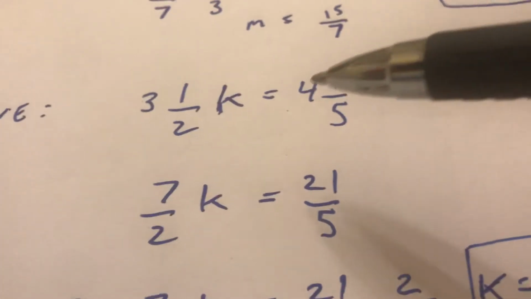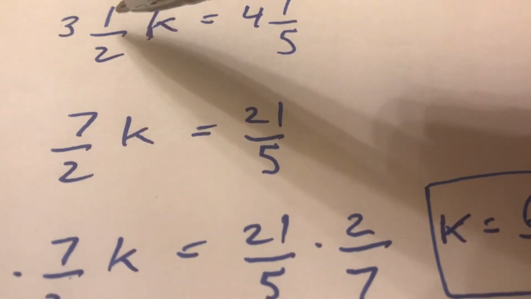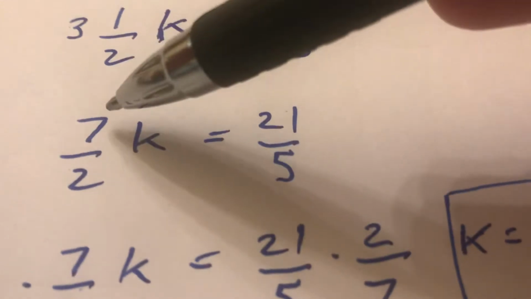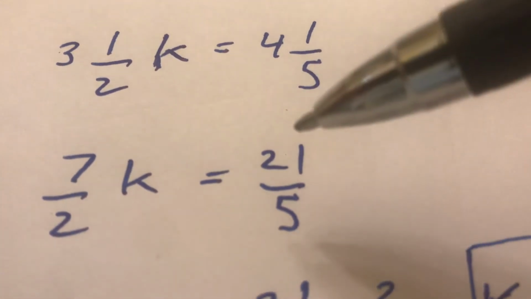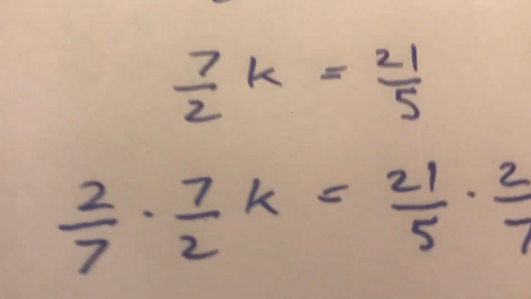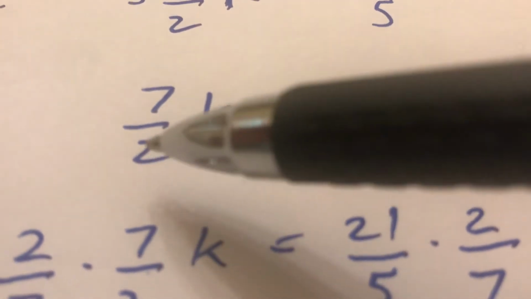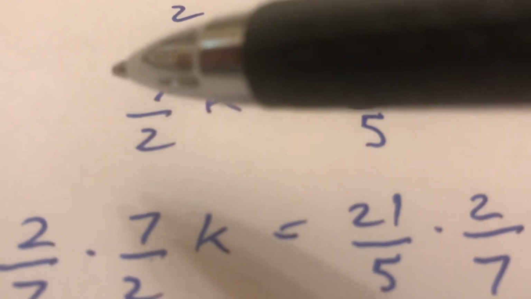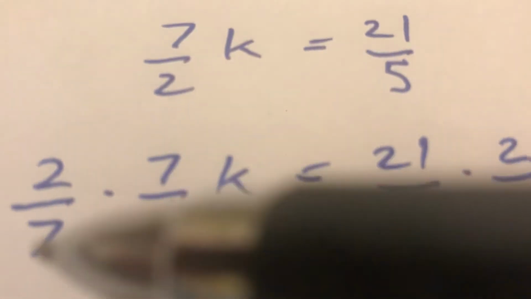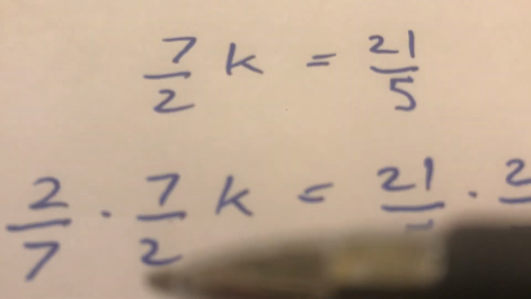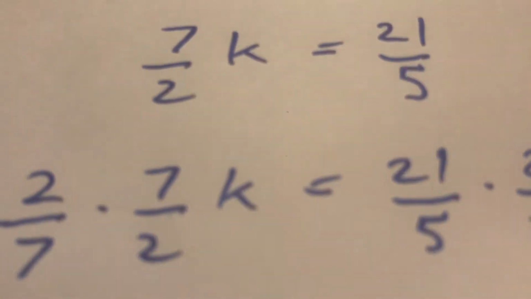We change them each to improper fractions. 2 times 3 is 6, plus 1 is 7, so 7 over 2. 5 times 4 is 20, plus 1 is 21, 21 over 5. Now our goal is to get k all by itself, so we have to get rid of the 7/2. So we multiply by the reciprocal, the number flipped over, 2/7. We see that 2/7 times 7/2 is 1. 1k is just k, which is beautiful.